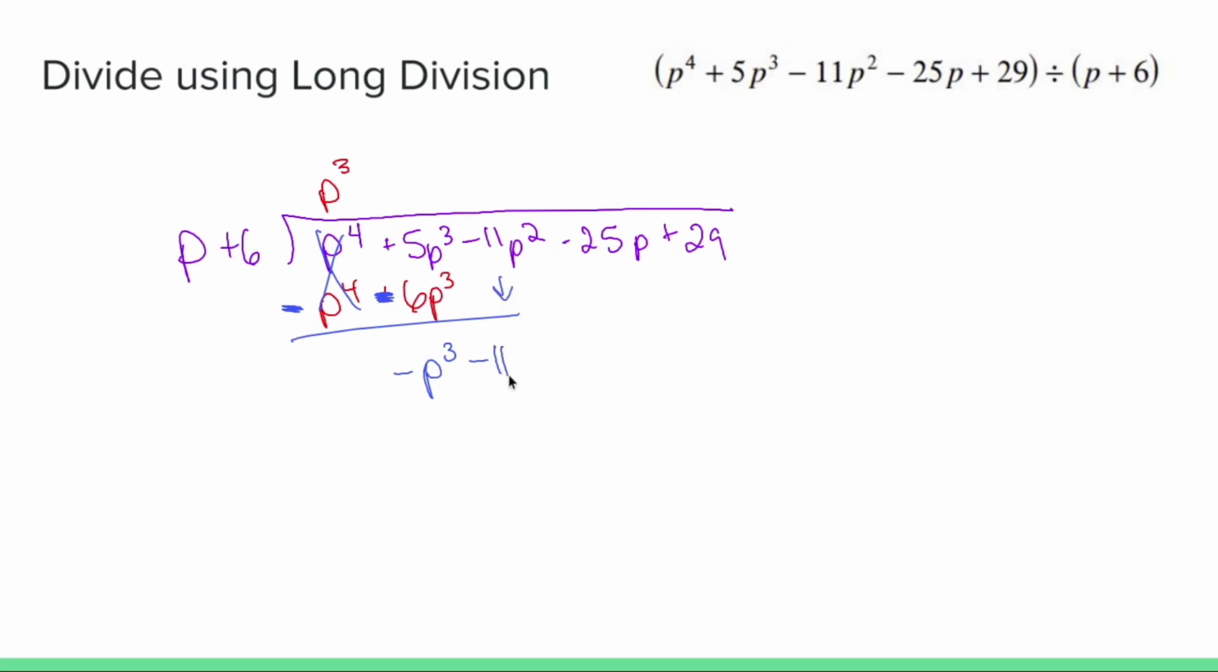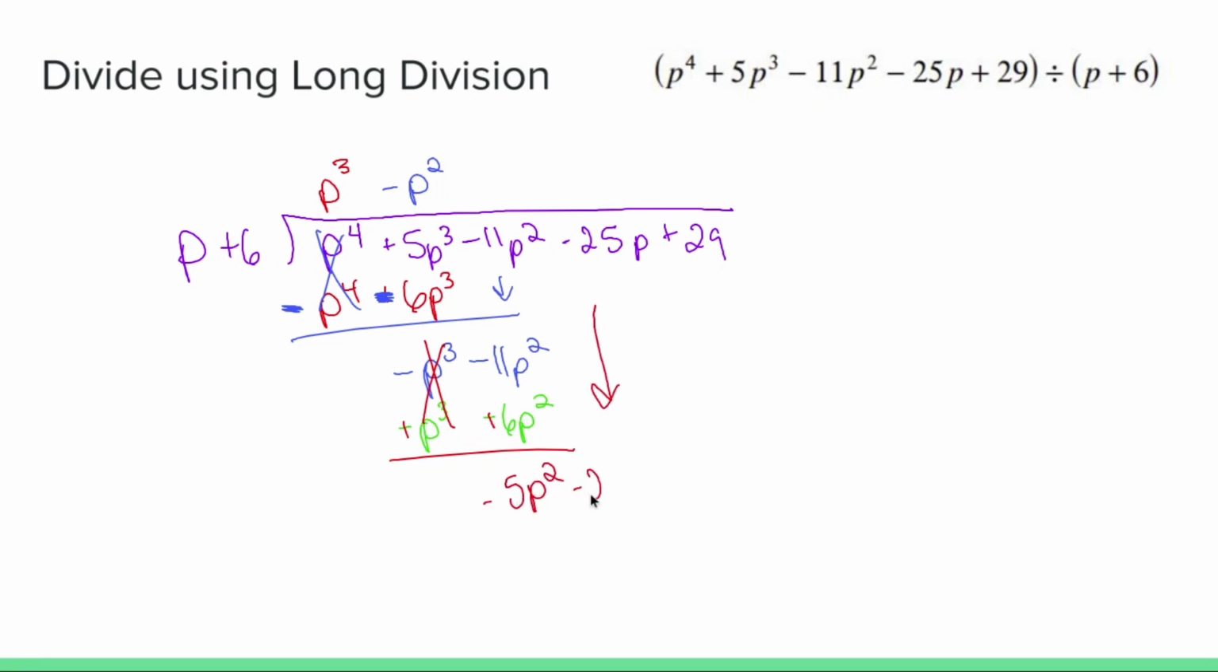Drop down 11, negative 11p squared. Repeat the process. P times what is negative p cubed? Minus p squared is. So you take that minus p squared and you multiply it to the factor. Negative p squared times p is negative p to the third. The same thing here, that will always happen. Negative p squared times positive 6p is negative 6p squared. Subtract the entire row, which means you flip the signs of everything. You will always cross out. And negative 11p plus 6p squared is going to be negative 5p squared.